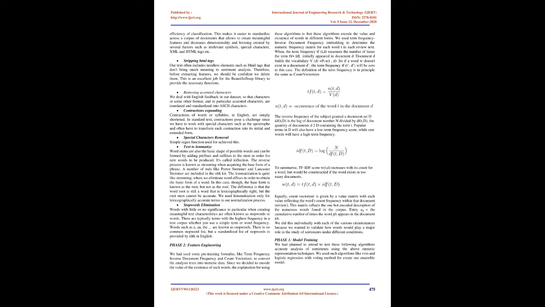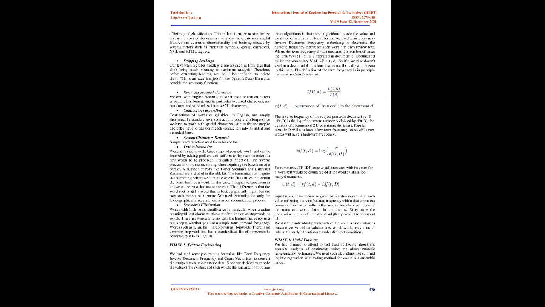The inverse document frequency of a term, given a document set D, IDF(t, D), is the log of the document number n divided by df(t), the quantity of documents in D containing the term t. Popular terms in D will have a low score, while rare words will have a high score. To summarize, the TF-IDF score w(t, d) increases with the count of a word, but is counteracted if the word exists in too many documents.